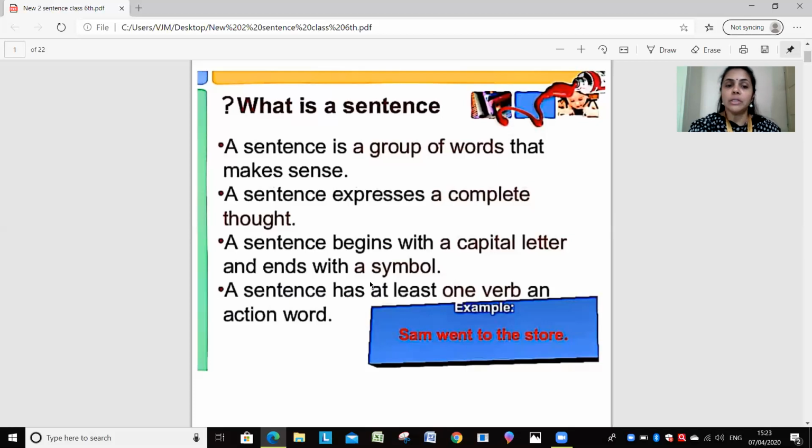So what is the third point? A sentence has at least one verb or an action word. Now here verb also means an auxiliary. Not necessarily that it has to have the main verb only. No, it could have an auxiliary verb also. A sentence may have an auxiliary verb also.